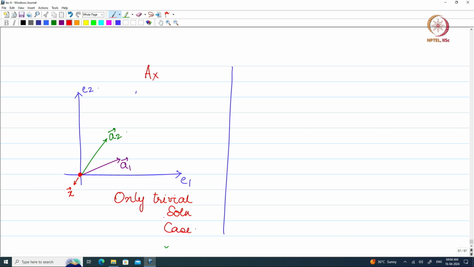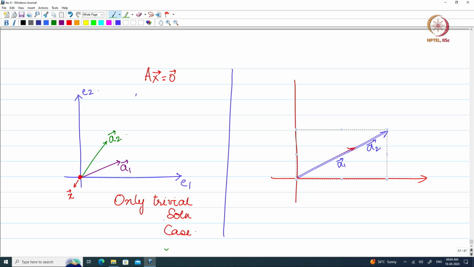Ax equal to 0. Suppose we take the non-trivial case. I am going to have A1 here, and my A2 also along the same direction. Now, where is my non-trivial solution? It will be orthogonal to this. So this is going to be my x vector, which is orthogonal to both these columns, which will give me the 0 on the right hand side.